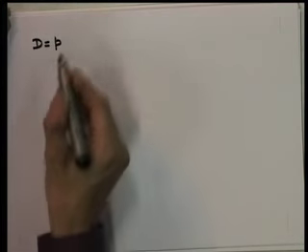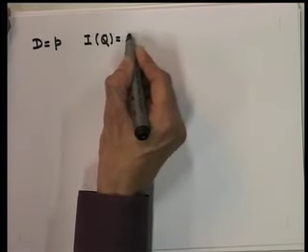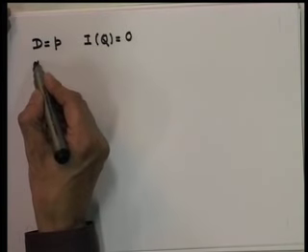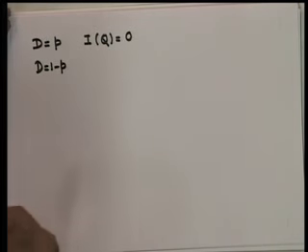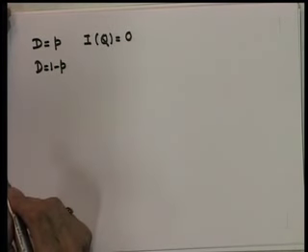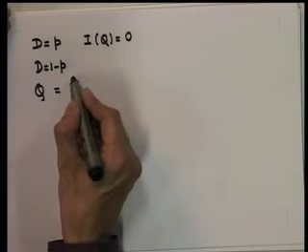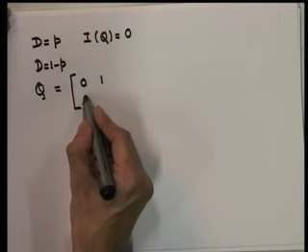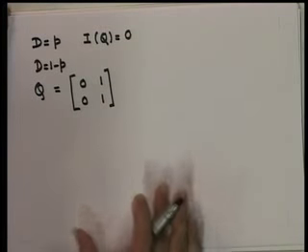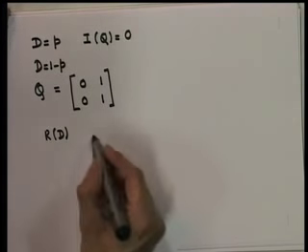Now, the maximum distortion is D equal to p. Now, this is the best choice that can be made if I(Q) is equal to 0, because the alternative D equal to 1 minus p always yields a larger distortion, since p is less than or equal to half. So, the matrix Q of the conditional probabilities in this case is equal to 0, 1, 0, 1.